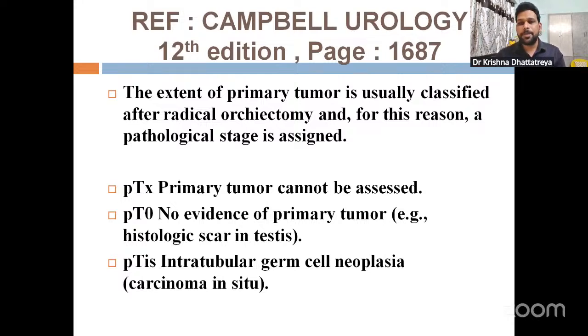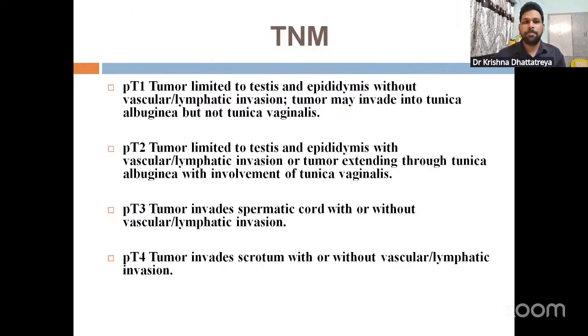TX means the primary tumor you cannot assess. T0, there is no evidence of any primary tumor. Or TIS, there is an intratubular germ cell neoplasia. PT1, here the tumor is limited to the testis and epididymis, but there is no vascular or lymphatic invasion, and the tumor is invading the tunica albuginea, but not the tunica vaginalis. But if the tunica vaginalis is involved, then it means PT2. Here the tumor is associated with vascular and lymphatic invasion also.